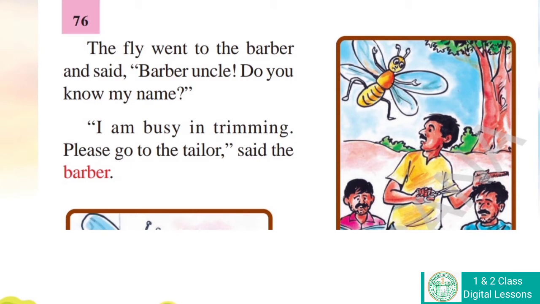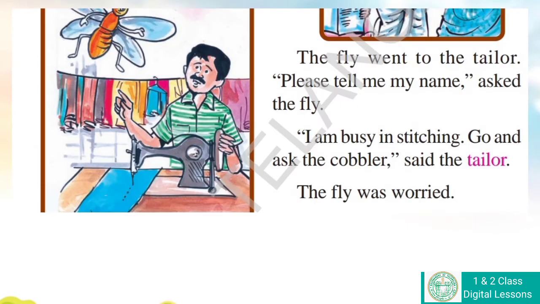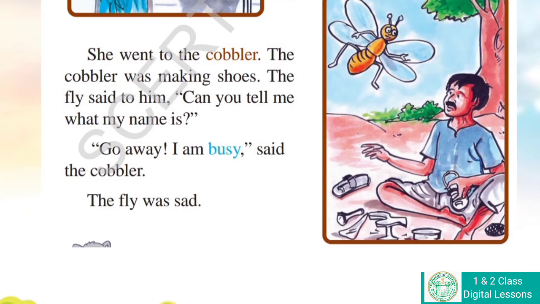The fly went to the barber and said, Barber uncle, do you know my name? I am busy in trimming. Please go to the tailor, said the barber. The fly went to the tailor. Please tell me my name, asked the fly. I am busy in stitching. Go and ask the cobbler, said the tailor. The fly was worried. She went to the cobbler. The cobbler was making shoes. The fly said to him, Can you tell me what my name is? Go away, I am busy, said the cobbler.